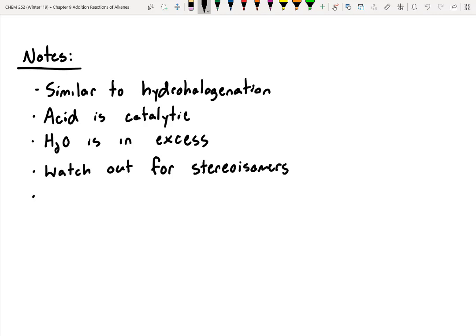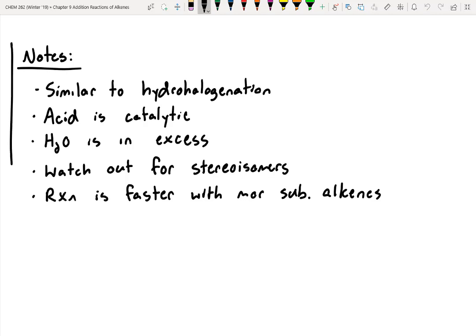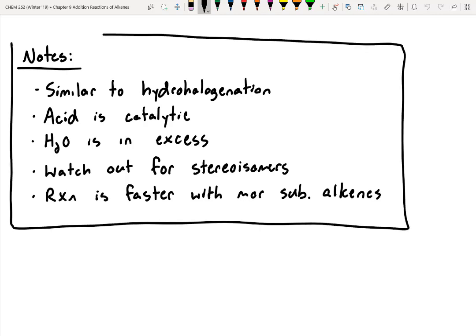And the last one is kind of important. This reaction is faster with more substituted alkenes. Does anybody know why? Hyperconjugation, yep, that stabilizes them. The big thing, though, is what do you think the rate-limiting step is for this reaction?